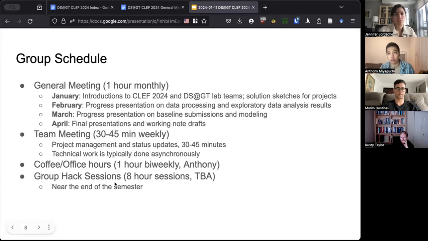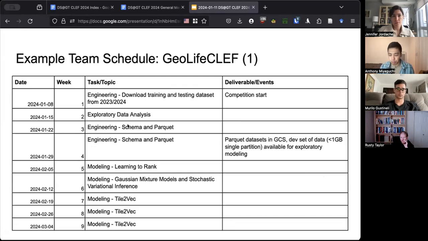And finally, there's the group hack sessions. I'm anticipating near the end of the semester, it's going to be busy. I'm hoping to hold a couple of these 8-hour sessions where everyone just comes into the Zoom room and works together. We did this last year for BirdCLEF, and it was successful and really useful. So I'm hoping that is a valuable structured piece of time.